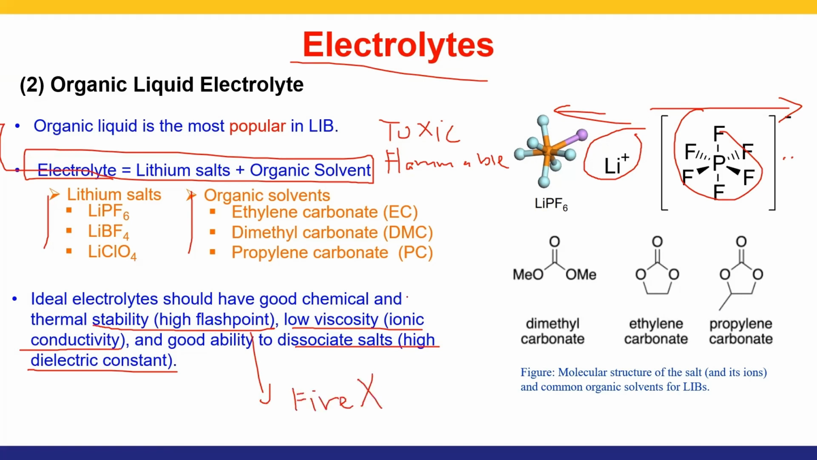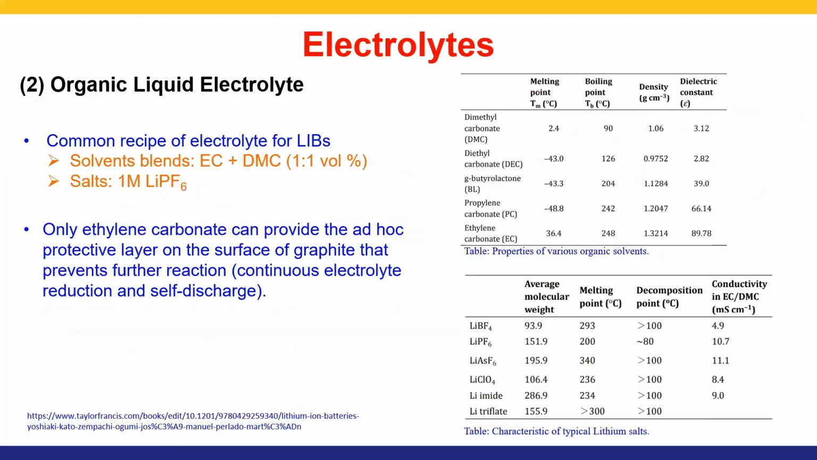An interesting question to ask is, why do we use LiPF6? Why don't we use LiCl, lithium chloride? Why don't we use LiBr, lithium bromide? Because the chloride ion can be oxidized and form chlorine gas on the cathode, and therefore we need to avoid using lithium chloride. So now let's take a look at the common recipe of organic electrolyte used in lithium-ion batteries.